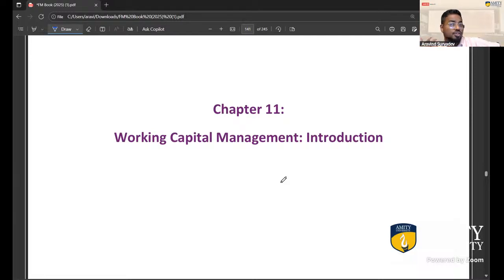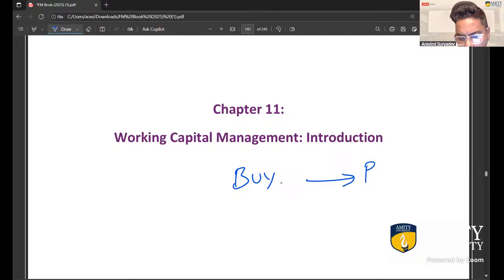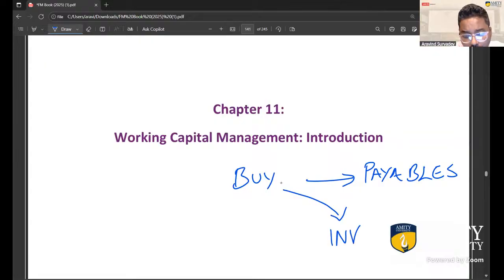This is how the show is run. Think about it. You buy some inventory. What are you creating? You're creating payables. You have some goods that come into your inventory.